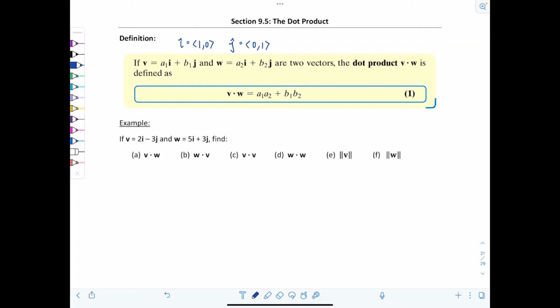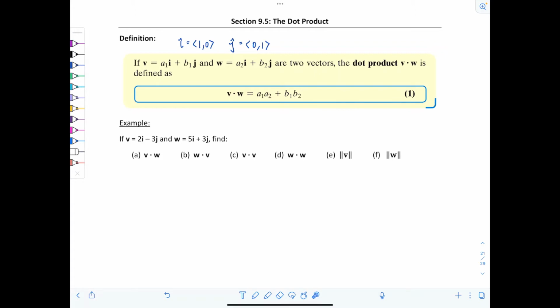So we have these two vectors, v and w. The dot product, v dotted with w, is defined as the following. v dot w equals a1 times a2 plus b1 times b2. So notice you take the horizontal components of each vector, multiply them by each other, and then to that you would add the vertical components of each of the vectors multiplied by each other.